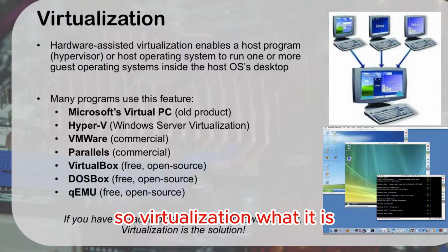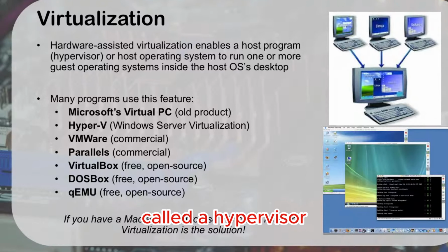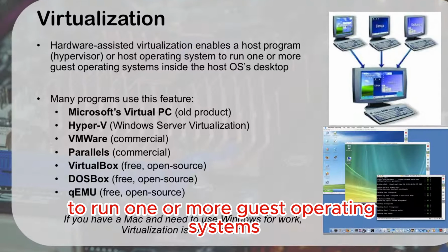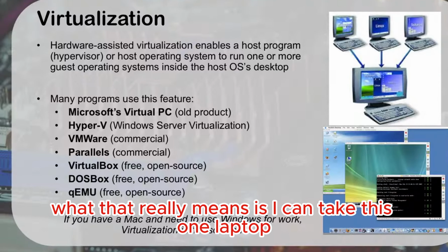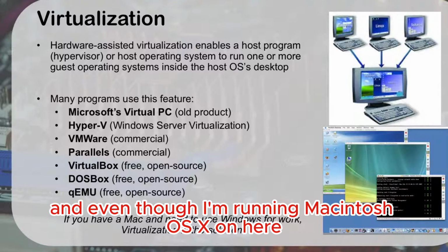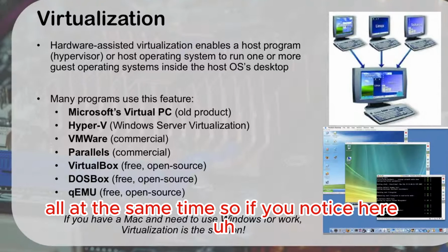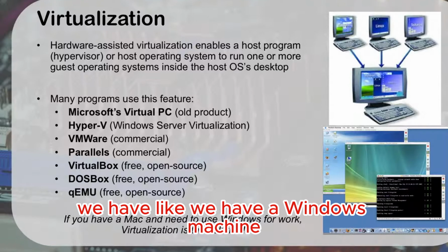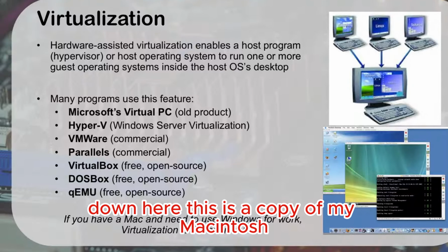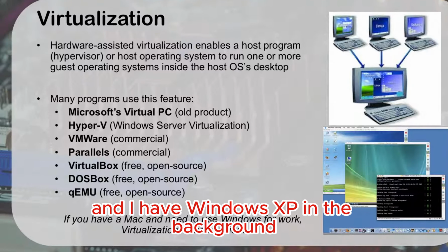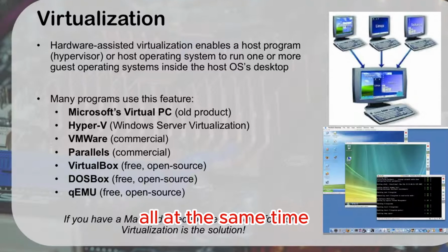So virtualization, what it is: hardware-assisted virtualization enables a host platform, called a hypervisor or host operating system, to run one or more guest operating systems as part of the host's desktop. What that really means is I can take this one laptop, and even though I'm running Macintosh OS X on here, I can actually run Windows in here as well, and I can run Linux in here as well, all at the same time. If you notice here, we have a Windows machine, a Linux machine, and a Solaris machine, all being run inside one physical computer. Down here, this is a copy of my Macintosh, and I have Windows XP in the background, Windows Vista, and a version of Linux all running at the same time. So I'm running 4 different operating systems all at the same time.